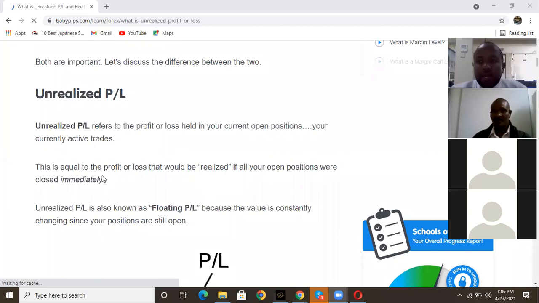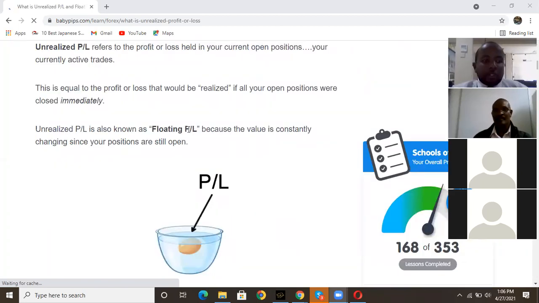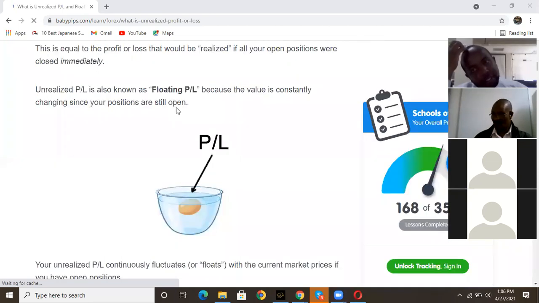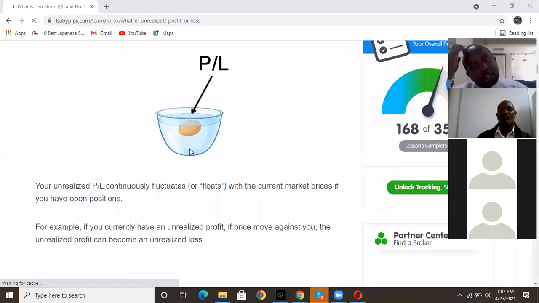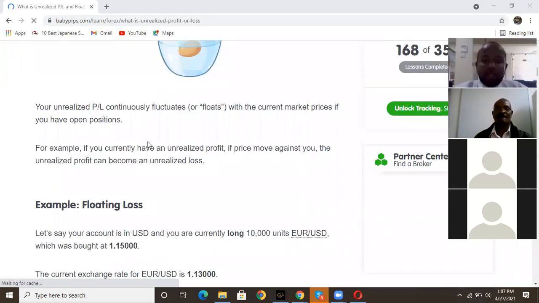So this is equal to the floating P&L. When your trades are running, you have not closed them. They might be running in profit, or they might be running in negative. So what it's all about is they are floating, they have not been realized. So this is an example. Let's have an example.